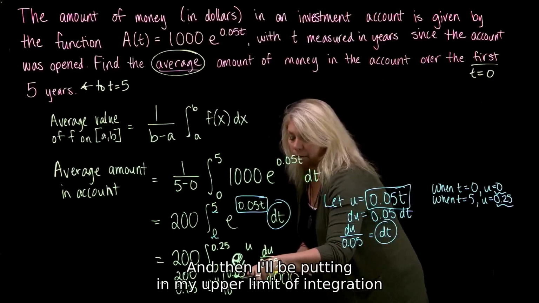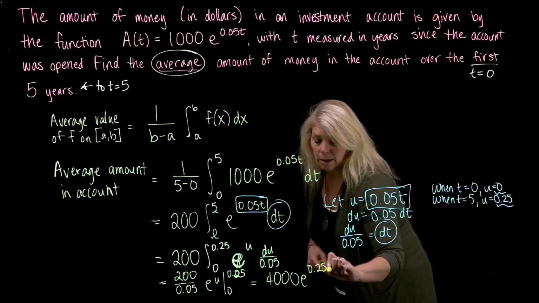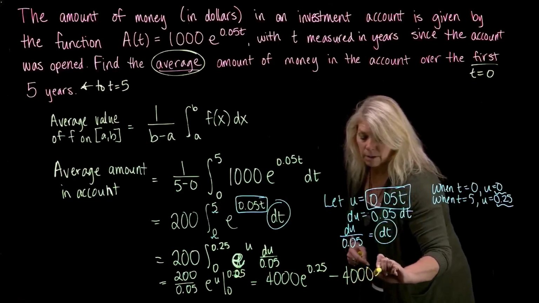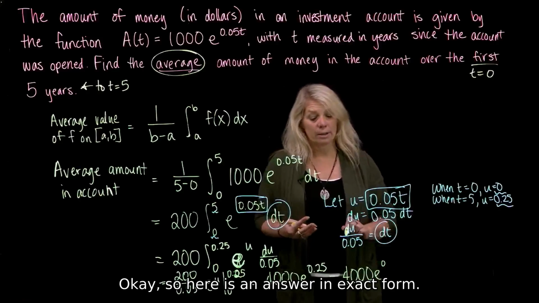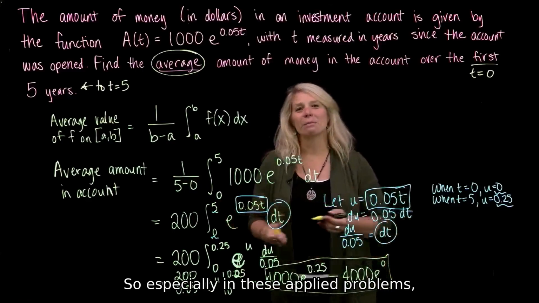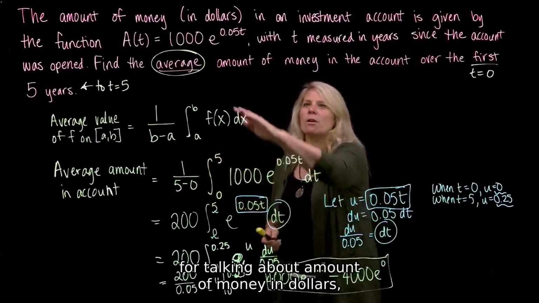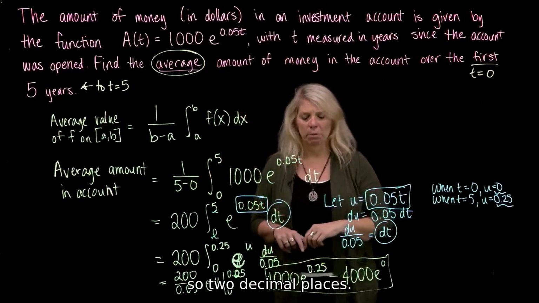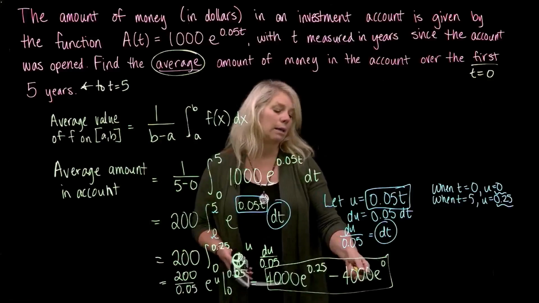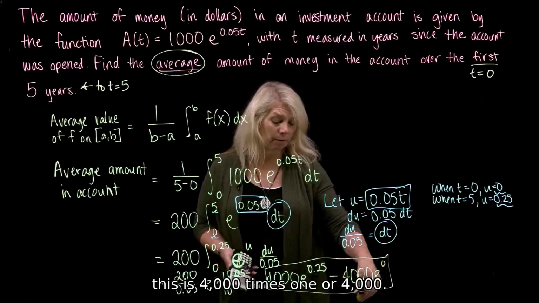And then I'll be putting in my upper limit of integration first. So I'll have e to the 0.25. And then minus this function evaluated at 0. Okay, so here is an answer in exact form. That doesn't tell you how much money is in the account. So especially in these applied problems, you probably want a decimal approximation rounded to something that makes sense for talking about amount of money in dollars, so 2 decimal places. So you're going to get your calculator out and plug that in. Don't forget to plug in this part as well. e to the 0 is 1, so this last term doesn't just go away. This is 4,000 times 1, or 4,000.